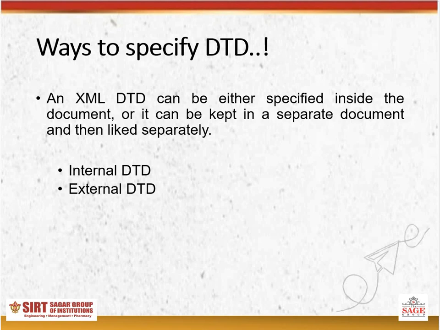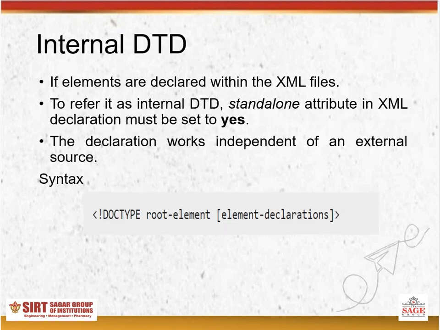So there are two ways in XML in which you can provide your document type definition. If it is provided inside the document, it is said to be an internal DTD. If you are providing a separate document and then importing that text file or document into your XML document, then it is known as an external DTD.